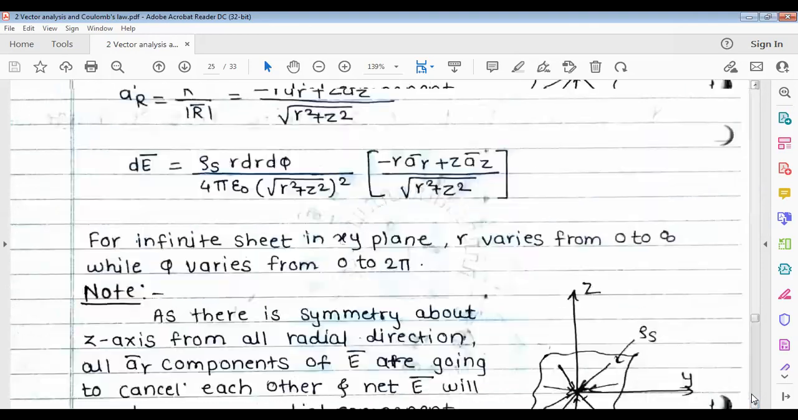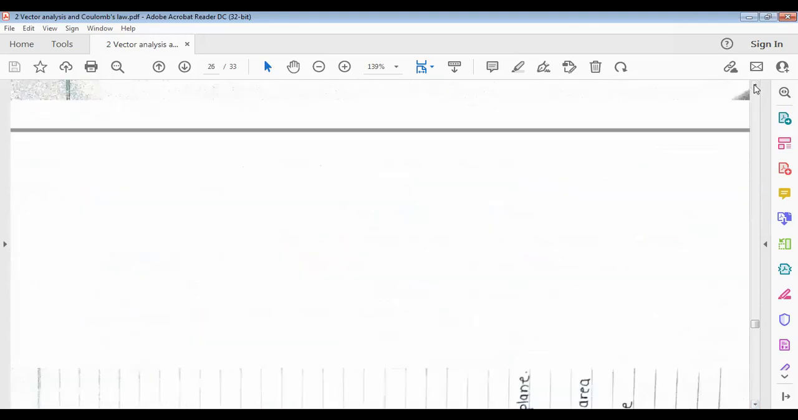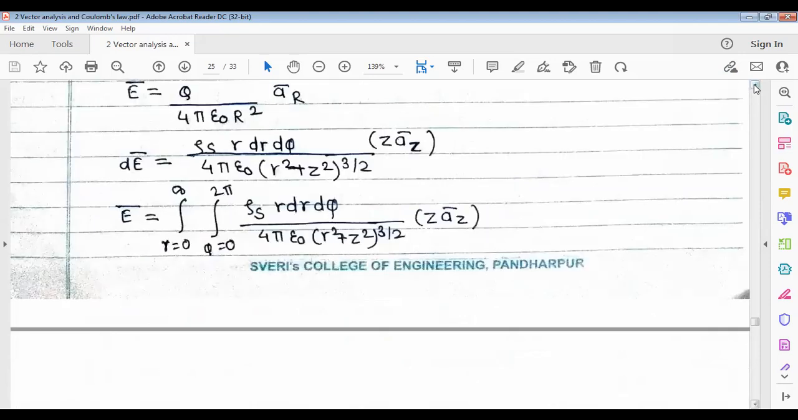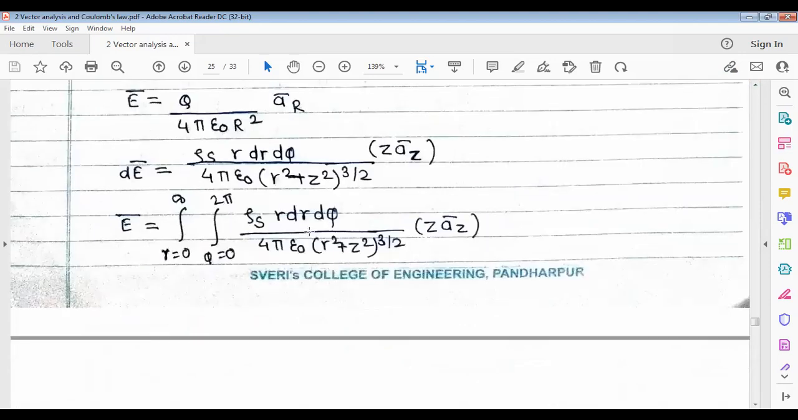So we came up to this point, that is e bar is equal to this one. Now we cannot put here r varying from 0 to infinity. So we'll change the limits here. Just wait. I will stop sharing the screen.